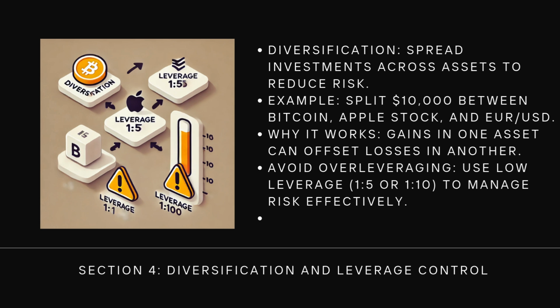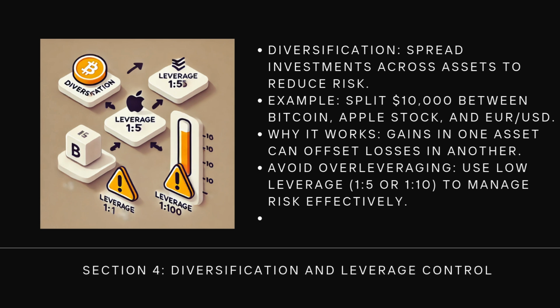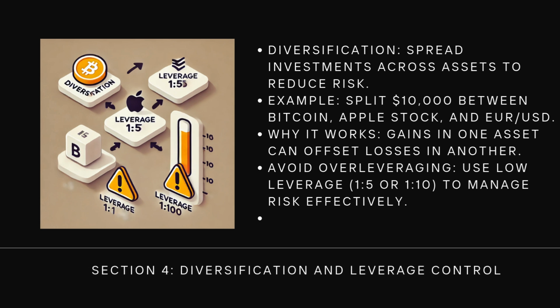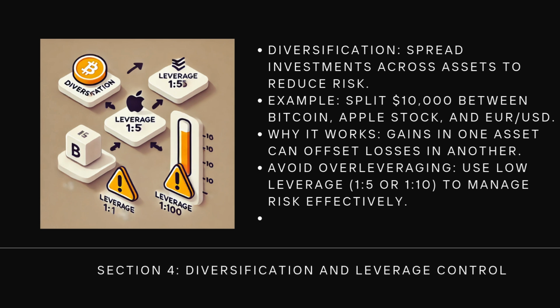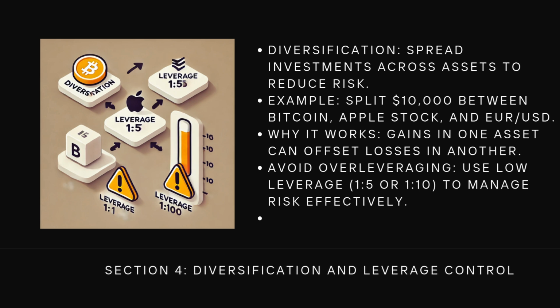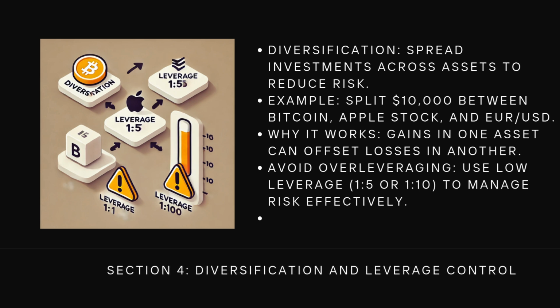Section 4. Diversification and leverage control. Diversification. Spread risk across different assets or markets. Don't allocate your entire account to a single trade or asset. Example: divide $10,000 among Bitcoin, Apple stock, and EUR/USD. Why diversification works: losses in one asset can be offset by gains in another. Reduces the impact of market volatility.